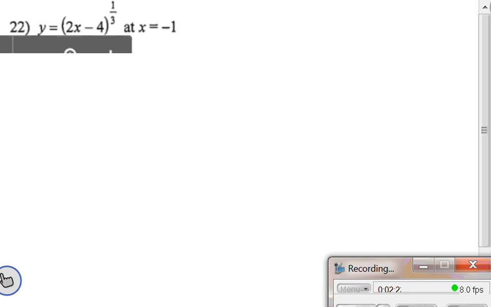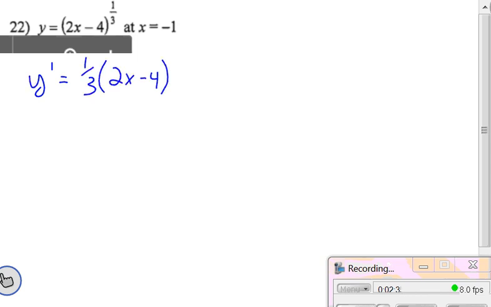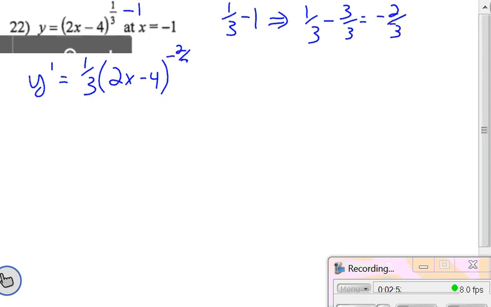Problem 22 is just like 21. You have to find the derivative at a given value. So first you have to find the derivative. We take the derivative, which means multiplying the one third down in front of the parentheses, and subtracting 1 from the power. Let's watch this: 1/3 take away 1. Some of us struggle with this. 1 is just 3 over 3, so we end up with a new power of negative 2/3. And then we also have to climb inside and take the derivative of what's inside, which is 2.